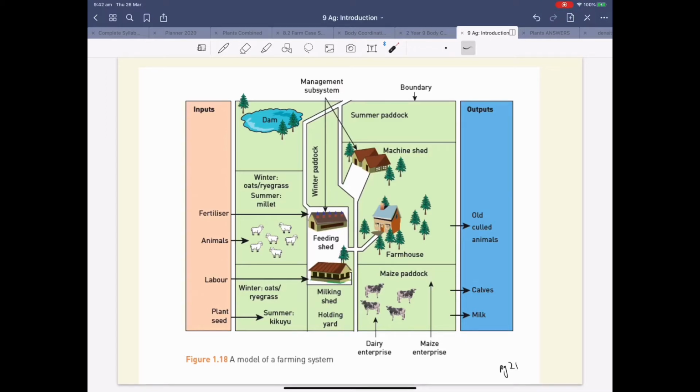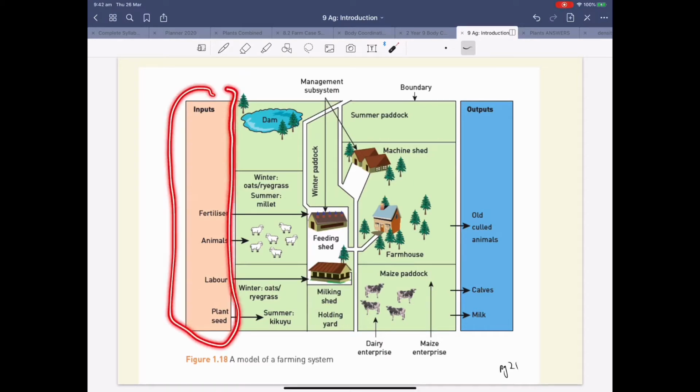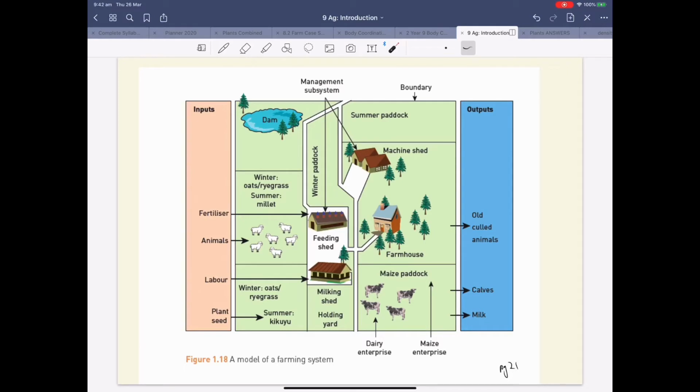Now, on this diagram that we have in front of us here, we have inputs over here on the left-hand side. And these things here, the fertilizers, animals, labor, plant seeds, they're all inputs. Now, they get turned into outputs by way of a process. So, a process is something like digestion or photosynthesis. Okay? Now, so we have inputs being turned into outputs by processes.